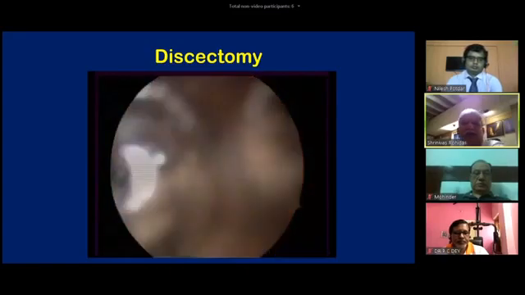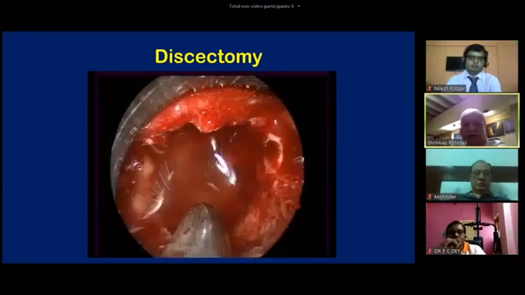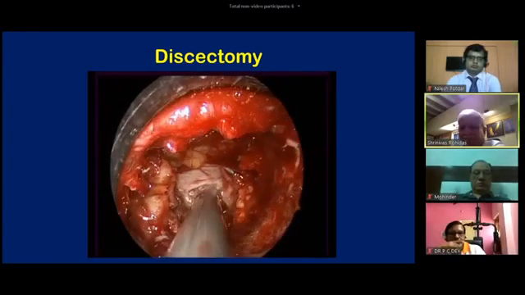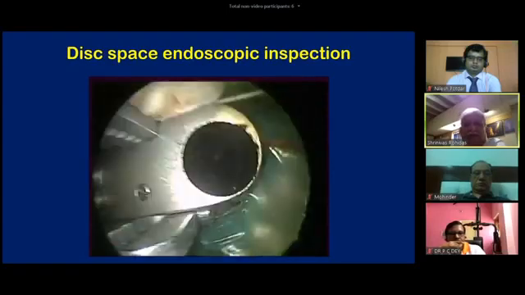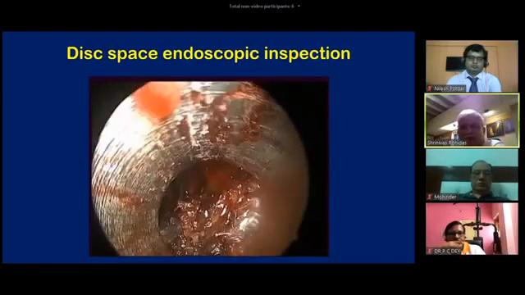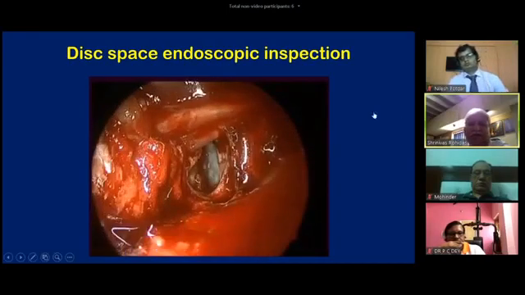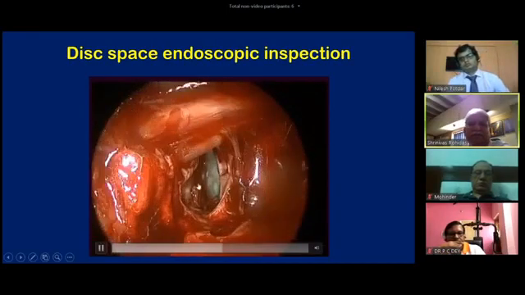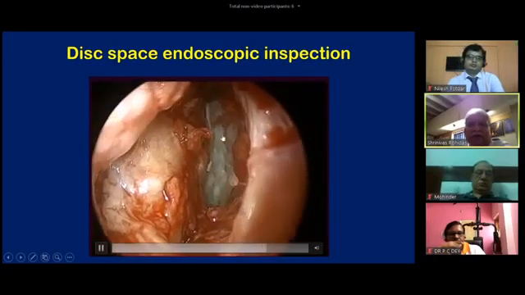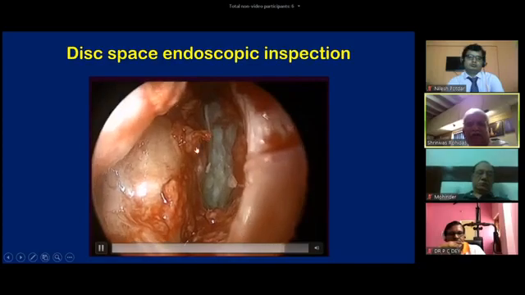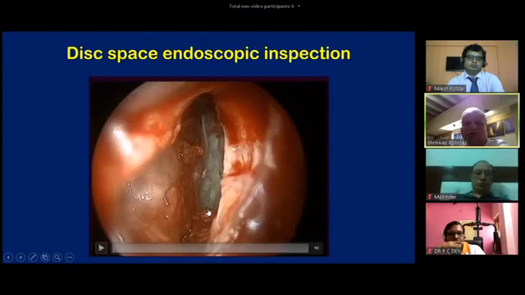Then we irrigate the disc cavity so as to remove such loose degenerated disc pieces. With this technique, there is a possibility that you can put the endoscope through the working channel inside the disc space. Now this is the traversing root, retracted, and we can go inside the disc space and have a look at it. This is the remaining part of the normal disc. These are the end plates. So you can be assured that there are no loose pieces inside.